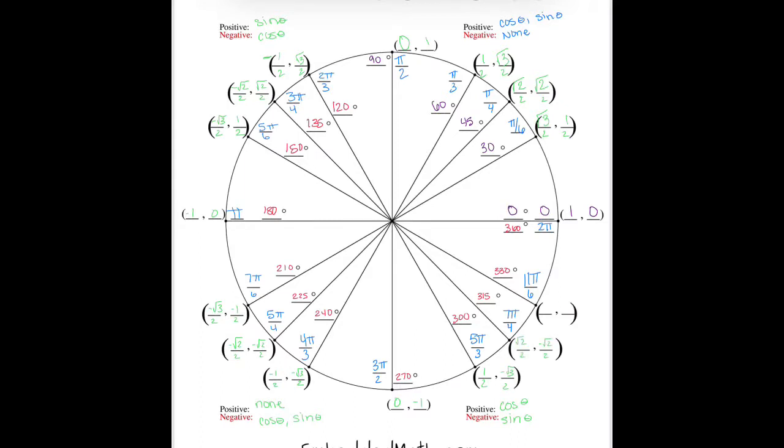And match the pieces again to quadrant 1. So 5 pi over 3 is going to be 1/2. That's your cosine. It's positive this time. Followed by negative root 3 over 2. Root 2 over 2, negative root 2 over 2, root 3 over 2, and negative 1/2. And there we have it, our entire unit circle.